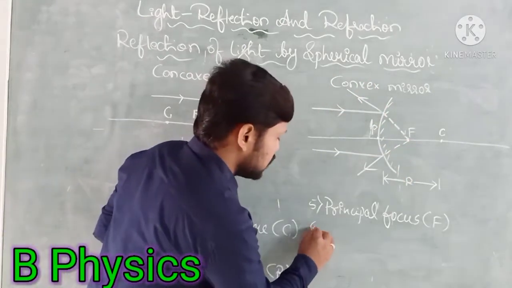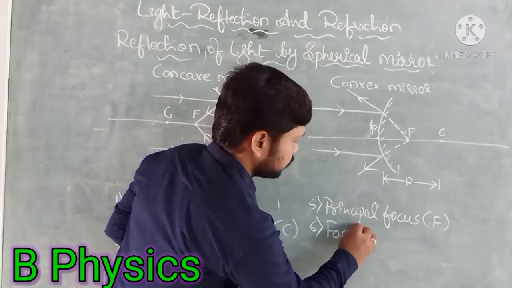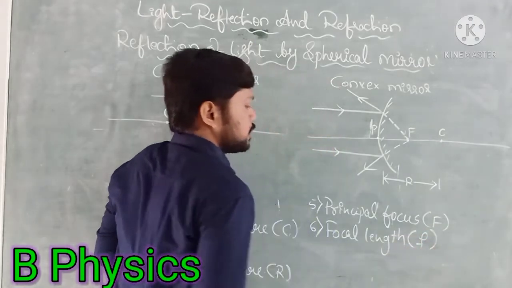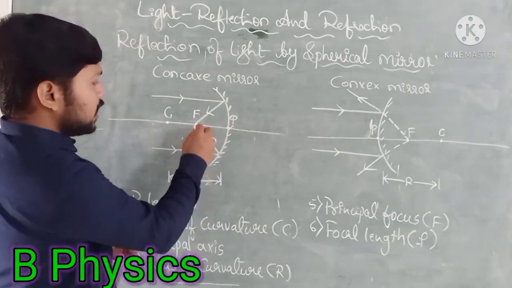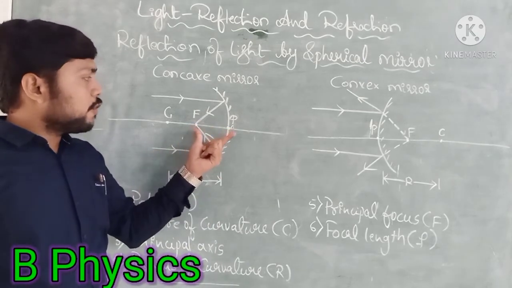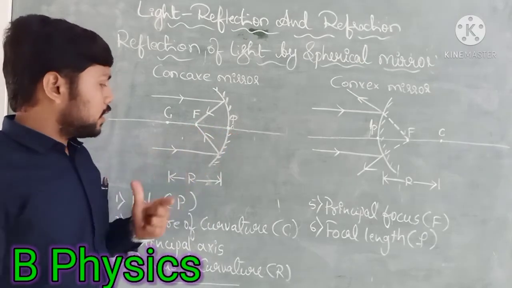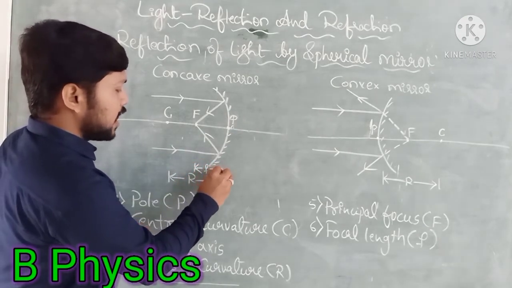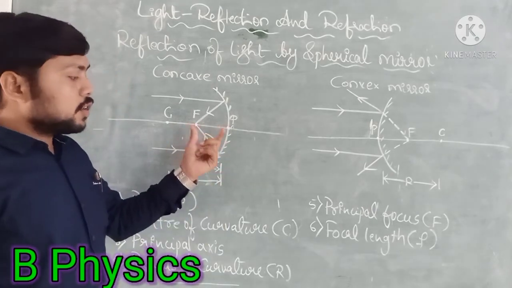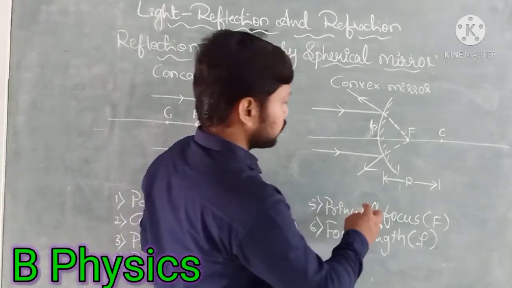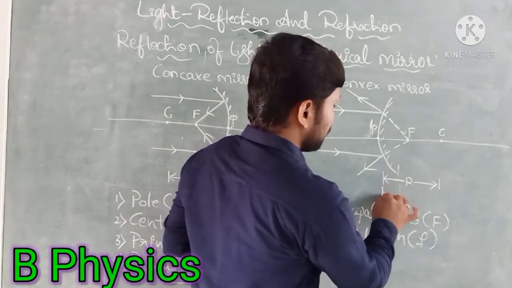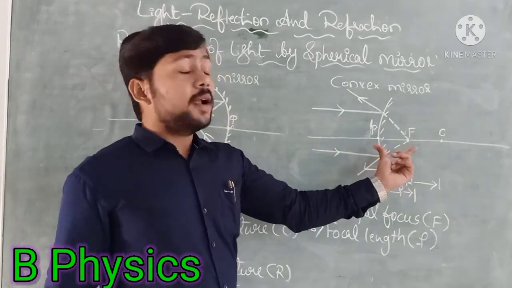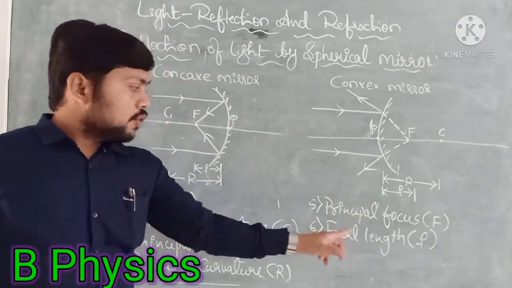And the next term is focal length. It is represented by small f. See, the distance between principal focus and the pole of the mirror is called focal length. Similarly, in case of convex mirror also, the distance between principal focus and pole of the mirror is called focal length.